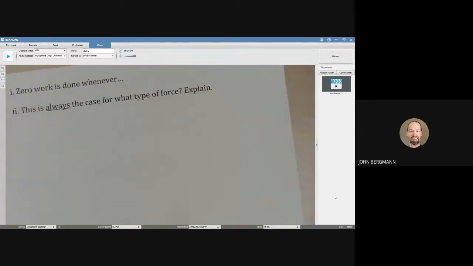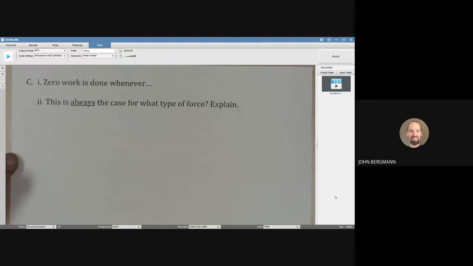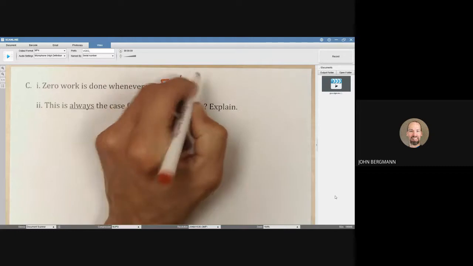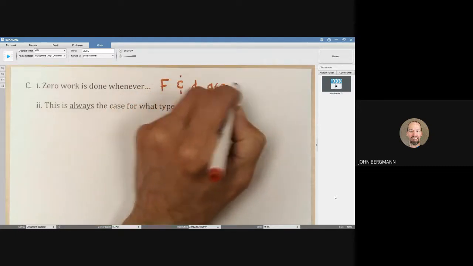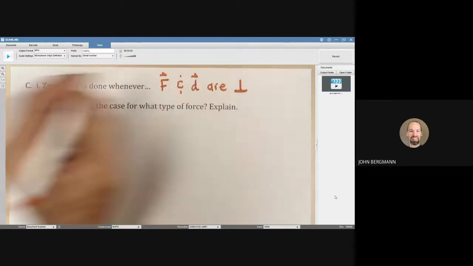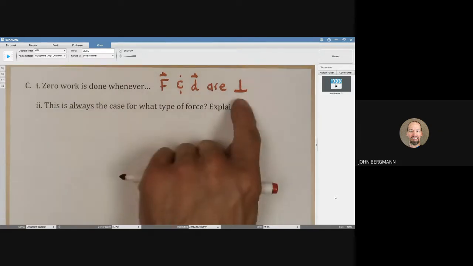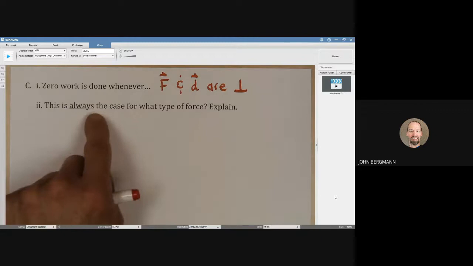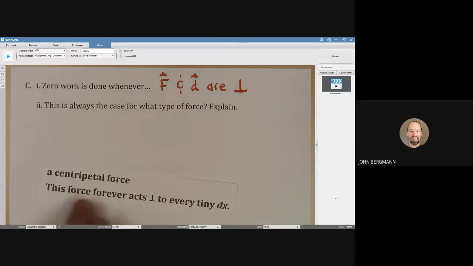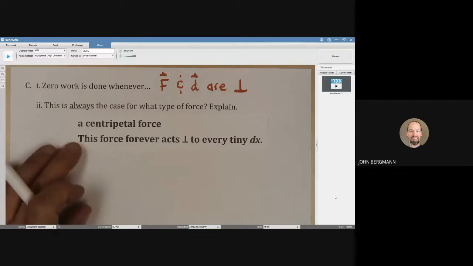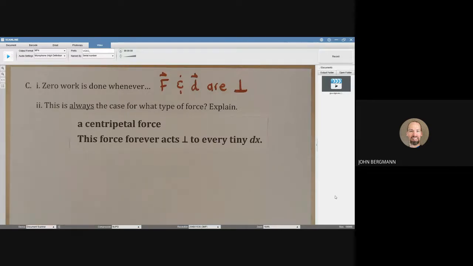We mentioned just a bit ago that 0 work is done whenever F and the displacement are perpendicular. There's no work done. The dot product of two vectors that are perpendicular is 0. And this is always the case for what type of force? A centripetal force.